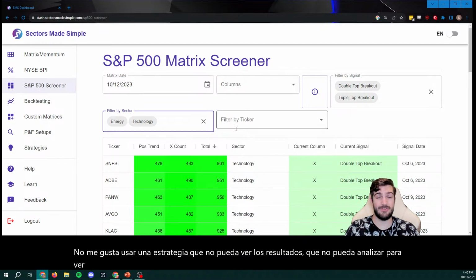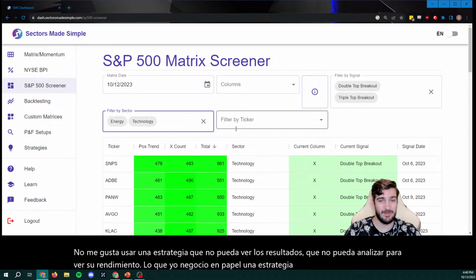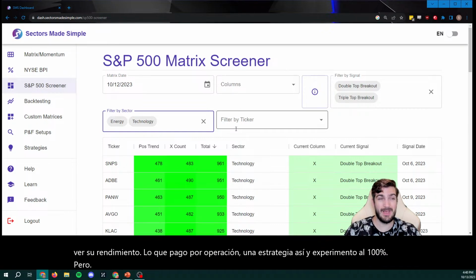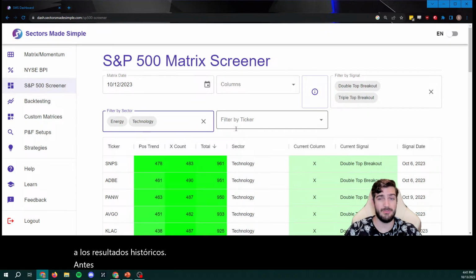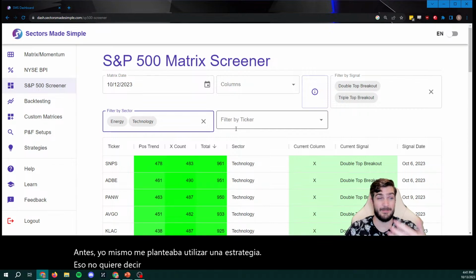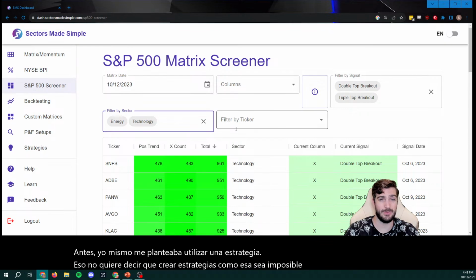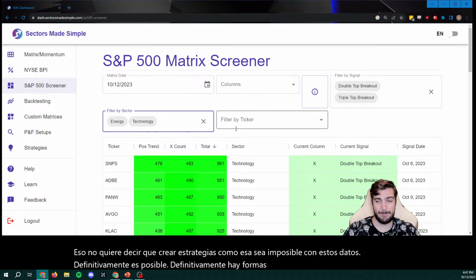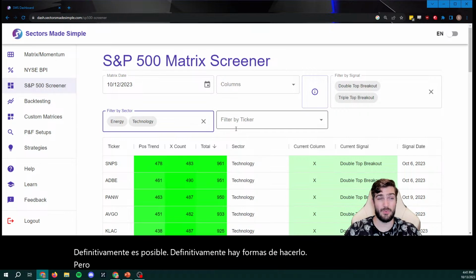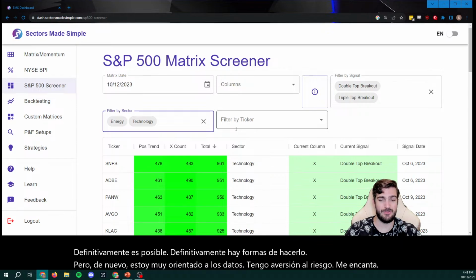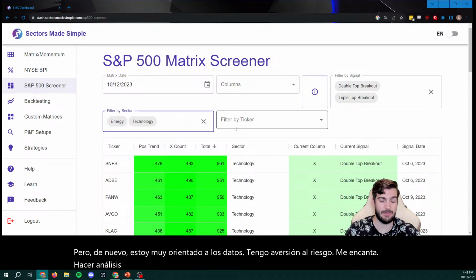Would I paper trade a strategy like that and experiment? 100%. But to me, I put a lot of value on backtesting, on analysis, and on results, even historical results, before I would consider using a strategy myself. Now, that's not to say that creating strategies like that is impossible with this data. It's definitely possible. There are definitely ways to do it. But again, I'm very data oriented. I am risk averse. I love doing analysis to help answer and clear up doubts.